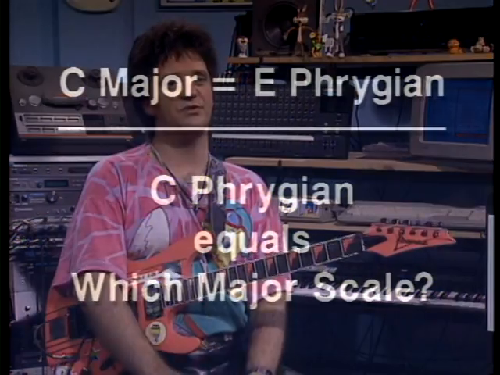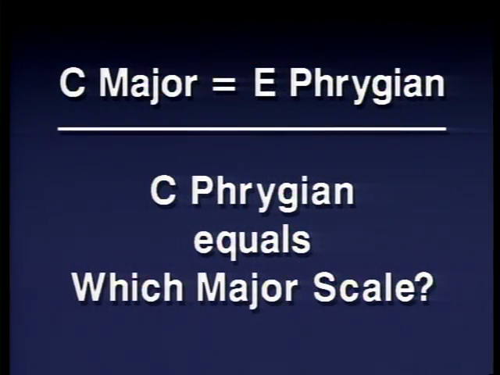In the key of C major, the Phrygian is the third mode. It begins on the third degree of any major scale. So, I want to begin each of these modes on the same note. I want to begin on C. So, if we want C Phrygian, answer this question. C major equals E Phrygian. So C Phrygian equals which major scale? So the answer is, of course, A flat major scale. C Phrygian is the third mode of A flat major scale.